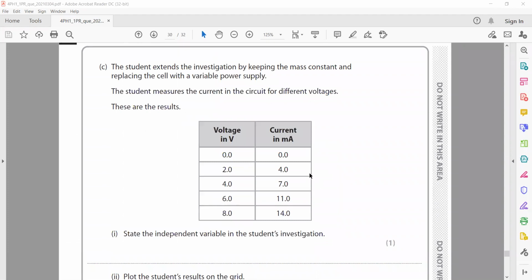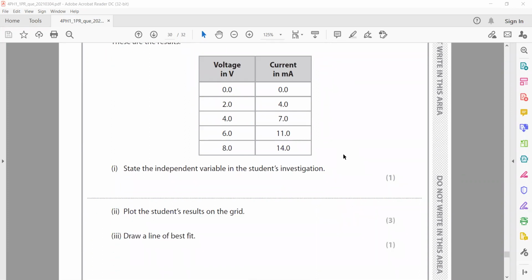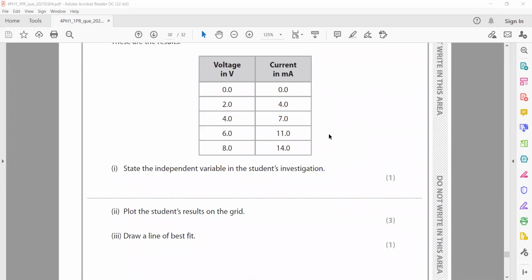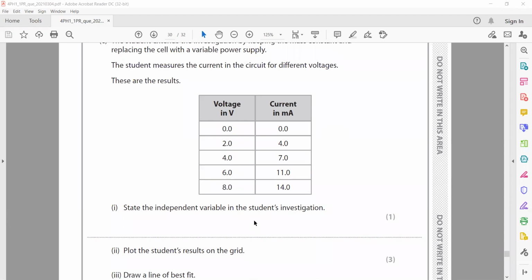The student extended the investigation by keeping the mass constant, replacing the cell with a variable power supply. He's changing the voltage, so current will change. State the independent variable in the student's investigation. So he's changing the voltage and the current is also changing. So the change in the voltage is causing a change in the current. So the independent variable is the voltage.